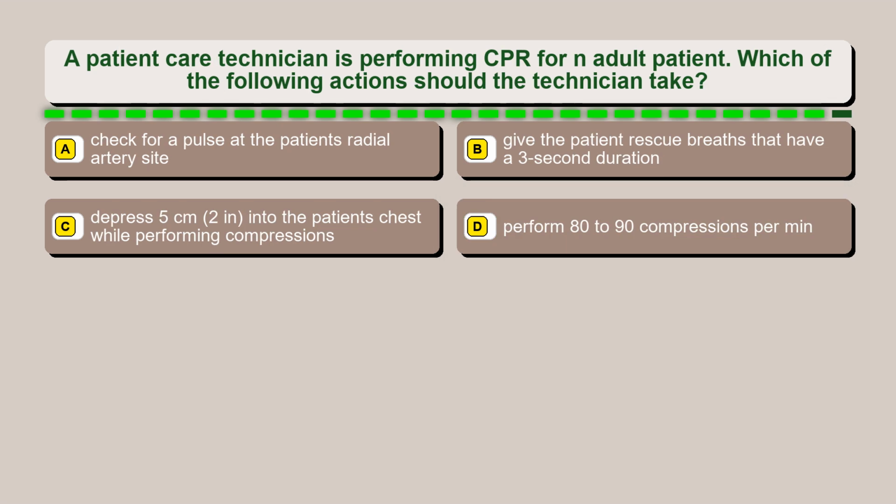Question 38. A patient care technician is performing CPR for an adult patient. Which of the following actions should the technician take? Option A, check for a pulse at the patient's radial artery site. Option B, give the patient rescue breaths that have a 3-second duration. Option C, depress 5 cm, 2 in, into the patient's chest while performing compressions. Option D, perform 80 to 90 compressions per min.